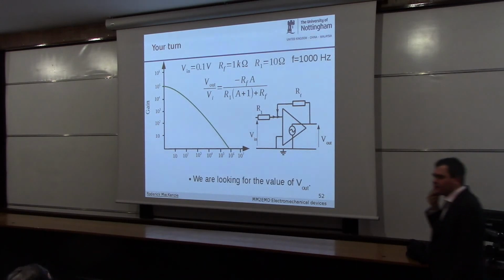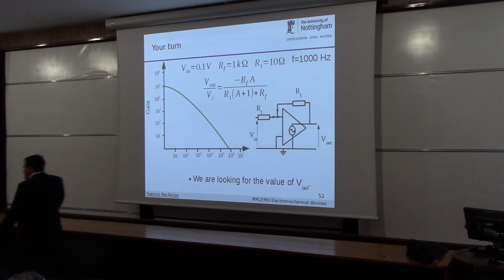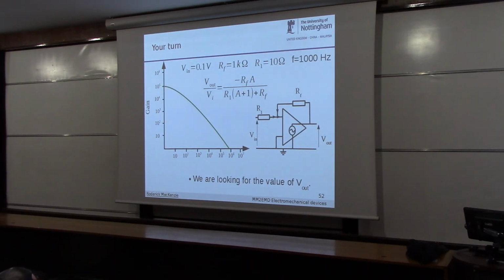Have a go. It shouldn't take you more than a few minutes. So literally, just pop the numbers in the formula. What do you put in for A? You read it off the graph. So the question is, what do you put in for A? You read A off the graph.